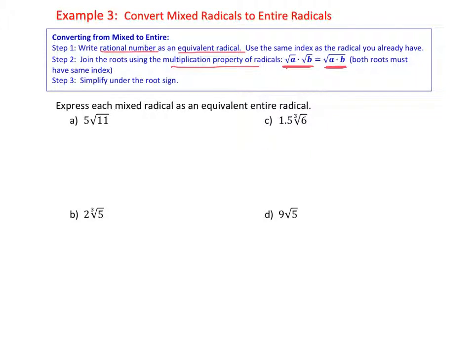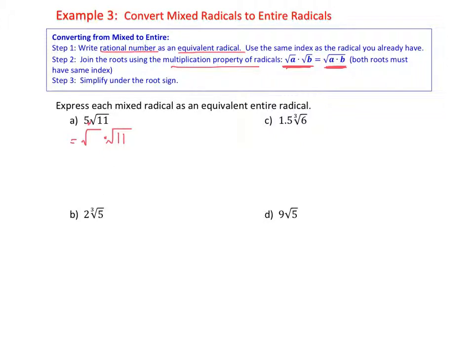So let's look at example A. 5 times the square root of 11. Remember, when there's a big number out front, that means you're multiplying the 5 by the radical. So what we're going to do in step 1 is write the 5 as an equivalent square root. So you can ask yourself here, the square root of what would equal 5? Well, we know that the square root of 25 equals 5.